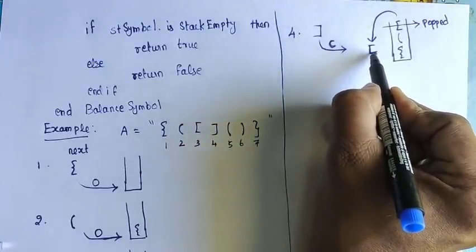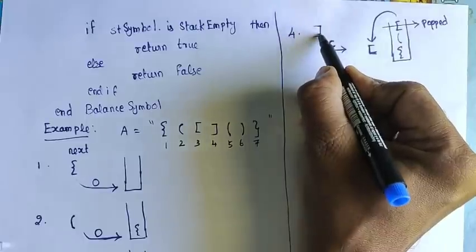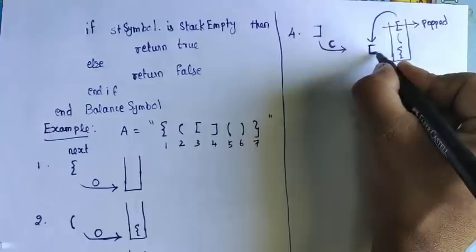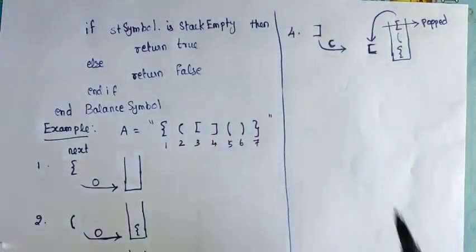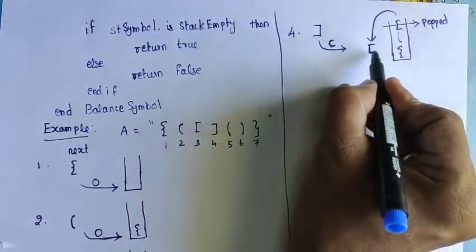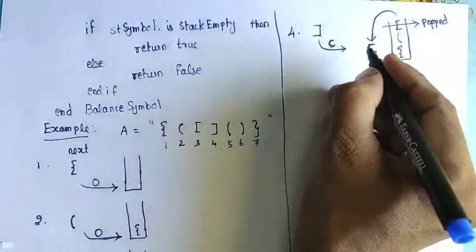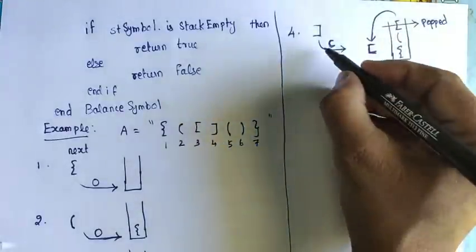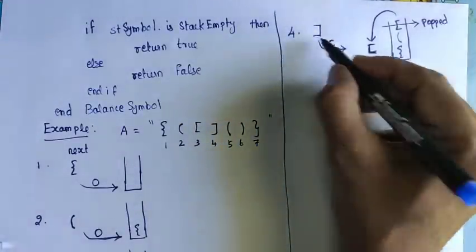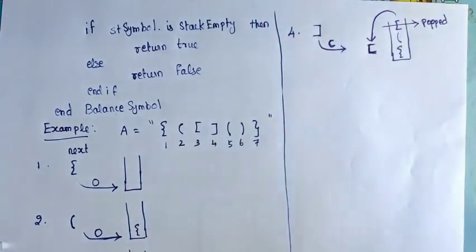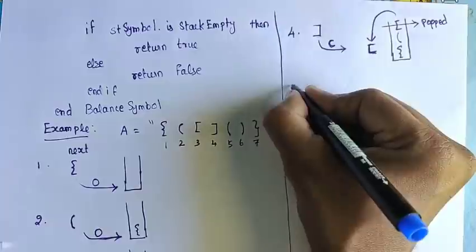This is a square bracket, opening and closing. The stack also contains the corresponding opening square bracket. The closing square bracket has its corresponding opening square bracket in the stack, so I can continue. We need not return false now. It is valid, so we can just pop and ignore it.